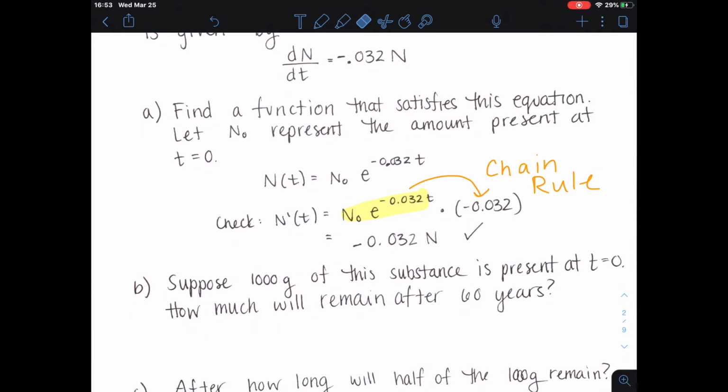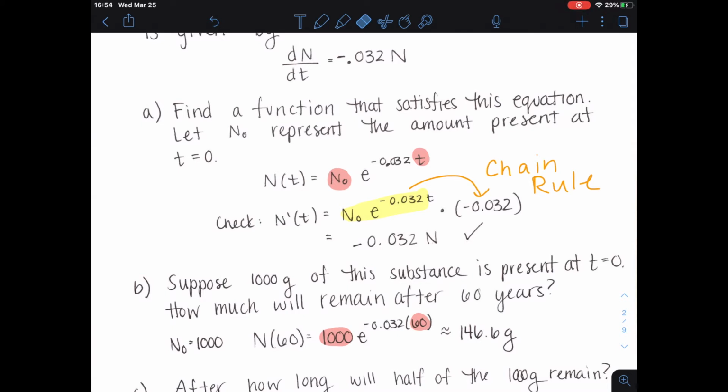So now that we have our function that talks about the amount of chemicals over a certain time t, suppose we have 1,000 grams of this substance to begin with. So it's present at t equals 0. We want to see how much is going to be left after 60 years. So that 1,000 is your initial amount, so it's N sub 0. So we need to plug in 60 into this equation. This becomes 1,000 e to the negative 0.032 times 60, because we want to see after 60 years. So if you plug this into your calculator, it's going to be about 146.6. So in 60 years, you'll have 146.6 grams remaining.